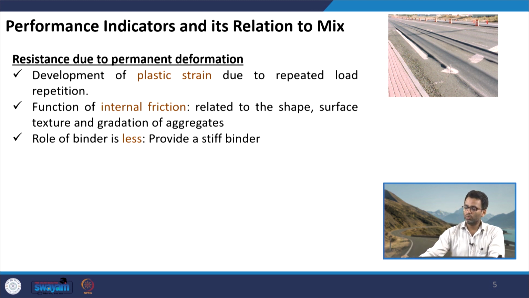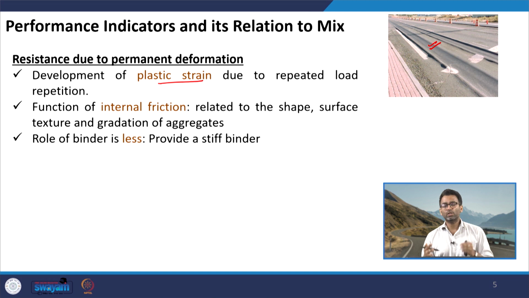So, the rutting or the permanent deformation can appear something like this, which you are seeing in this picture along the wheel path. It happens because of the development of plastic strain due to repetitive load. Plastic strain is the strain which cannot be recovered again. So, this is a permanent strain, all right. So, this plastic strain is, of course, a function of both the properties of aggregate gradation, types of aggregate, and bitumen which we are using, but predominantly it is a function of the internal friction which is developed in the aggregate mass.